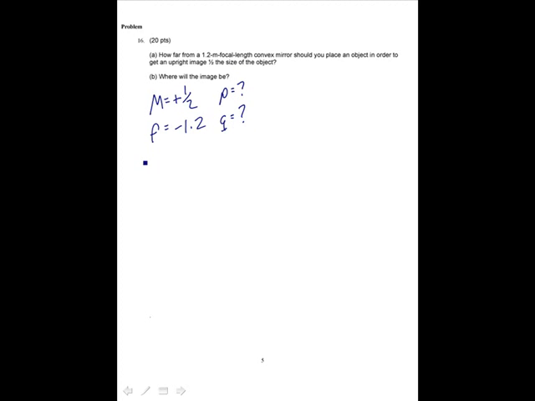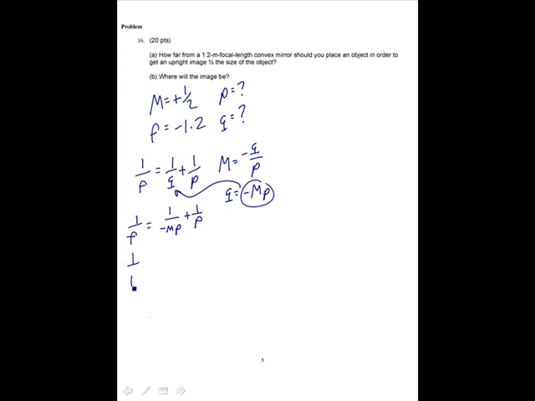We have two equations: 1 over F equals 1 over Q plus 1 over P, and also M is minus Q over P. Two equations, two unknowns. We can do simple substitution to calculate this. So Q is equal to minus MP, and we plug this in right here. So I get 1 over F equals 1 over negative MP plus 1 over P.